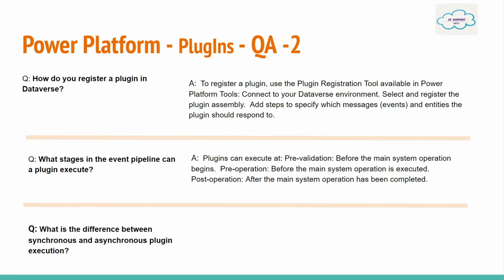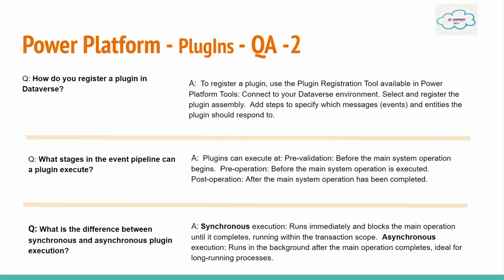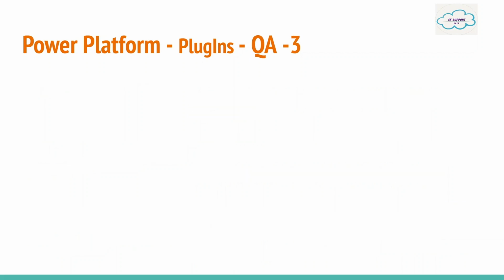Question: what is the difference between synchronous and asynchronous plugin execution? Synchronous execution runs immediately and blocks the main operation until it completes, running within the transaction scope. Asynchronous execution runs in the background after the main operation completes, ideal for long-running processes.